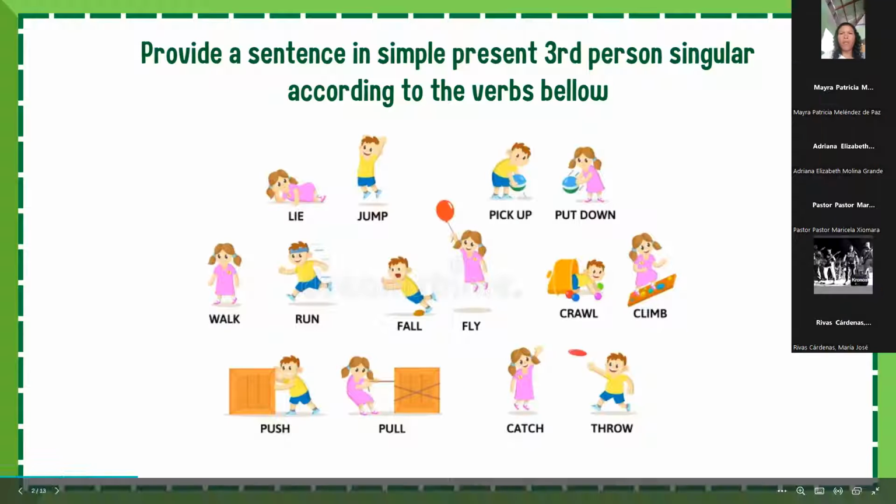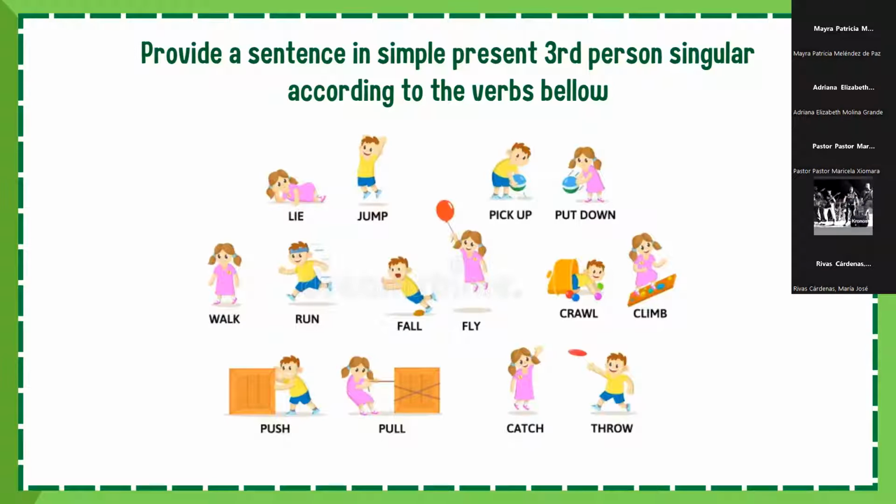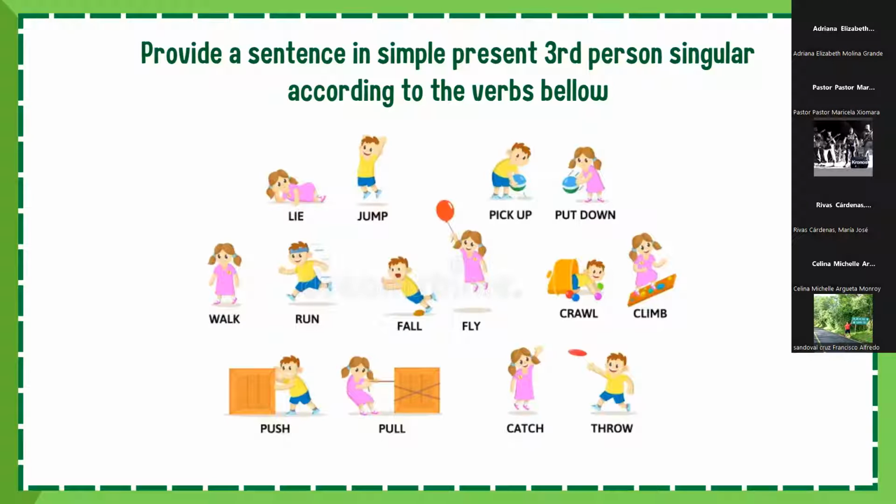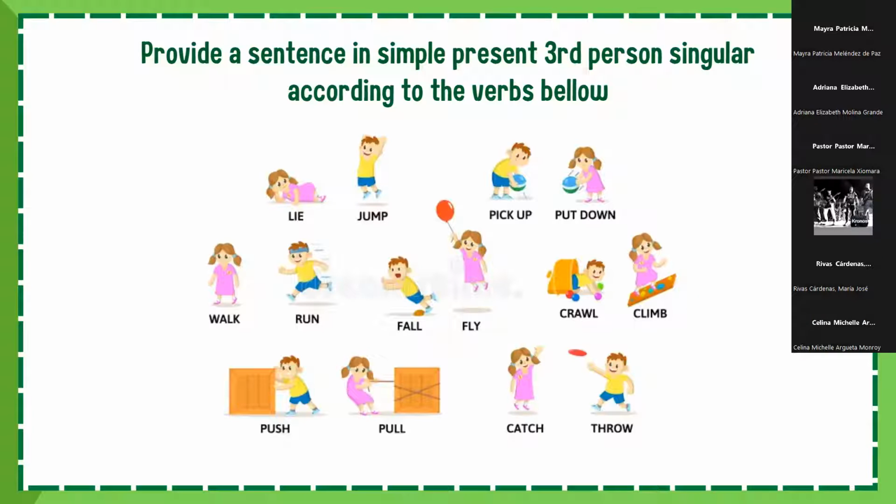She climbed. Climbs, third person. She climbs. Oh, she climbs in the table. I don't know what it meant. Okay, she climbs the table. All right. Mayra. Hello? Not here. Okay, Xiomara?